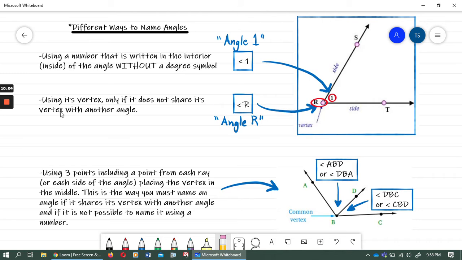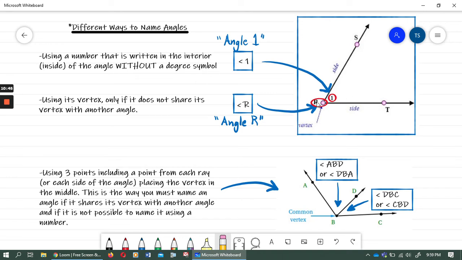So again, guys, you can use its vertex. And in the diagram that you see over here, to the right of what I'm talking about, that common endpoint for those two sides, or the vertex that we see there, is point R. So we can use R, that vertex, as the name of this angle. But you can only use that vertex as the name of an angle if that angle does not share its vertex with another angle.